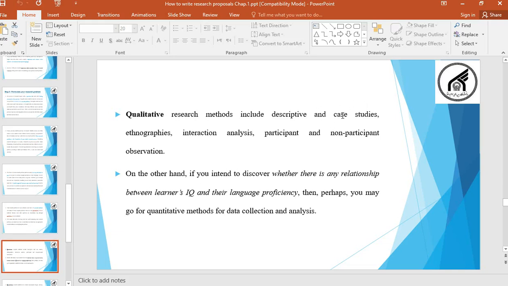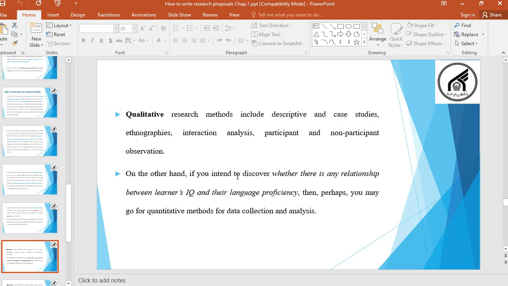In case studies, for example, you work on a particular case, on a particular subject or participant. For example, you work on one or two participants or human beings in order to check how he's learning something in a longitudinal study. Or you may observe some classes, as I said, participant or non-participant observation. You go to classes for several sessions and observe how the teacher is using different methods.